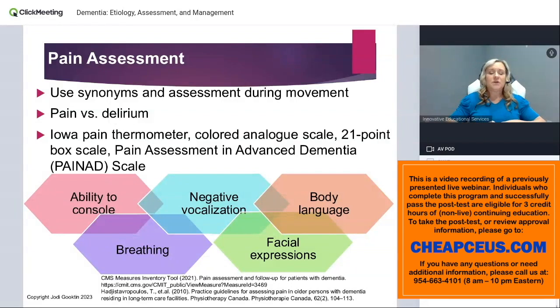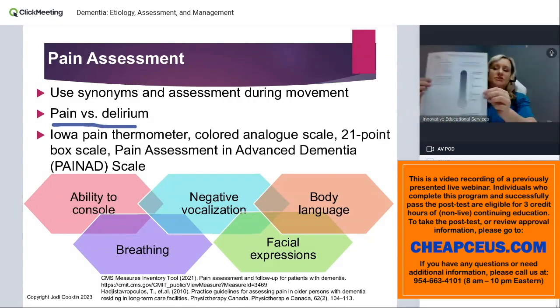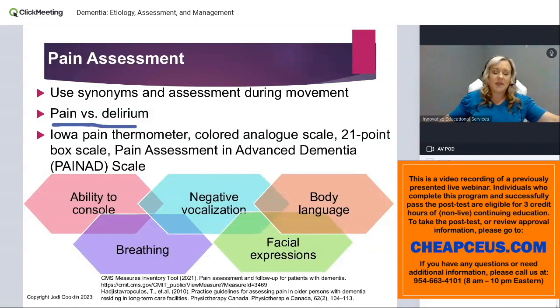So the recommendations from CMS is what I base this slide on. And again, we need to distinguish pain from delirium based on what we discussed before. The Iowa pain thermometer is one of the tools that is recommended. This you're going to show to the individual, and they're going to be able to rate their pain. It is not recommended that we use that straight visual analog scale. A colored visual analog scale could be utilized, but the pain thermometer is more recommended.